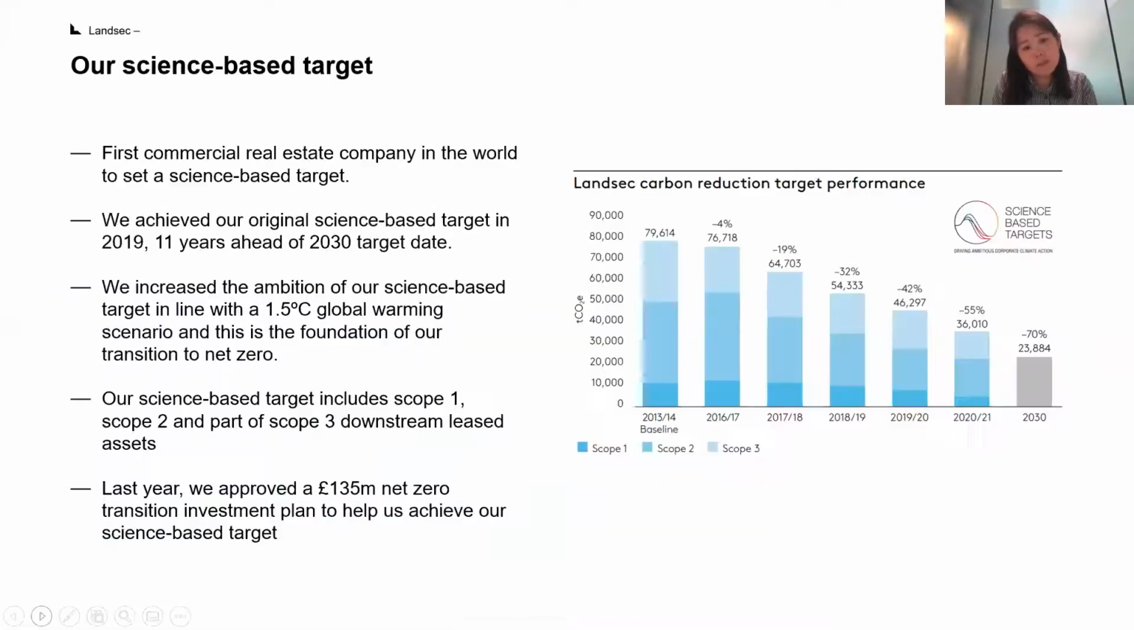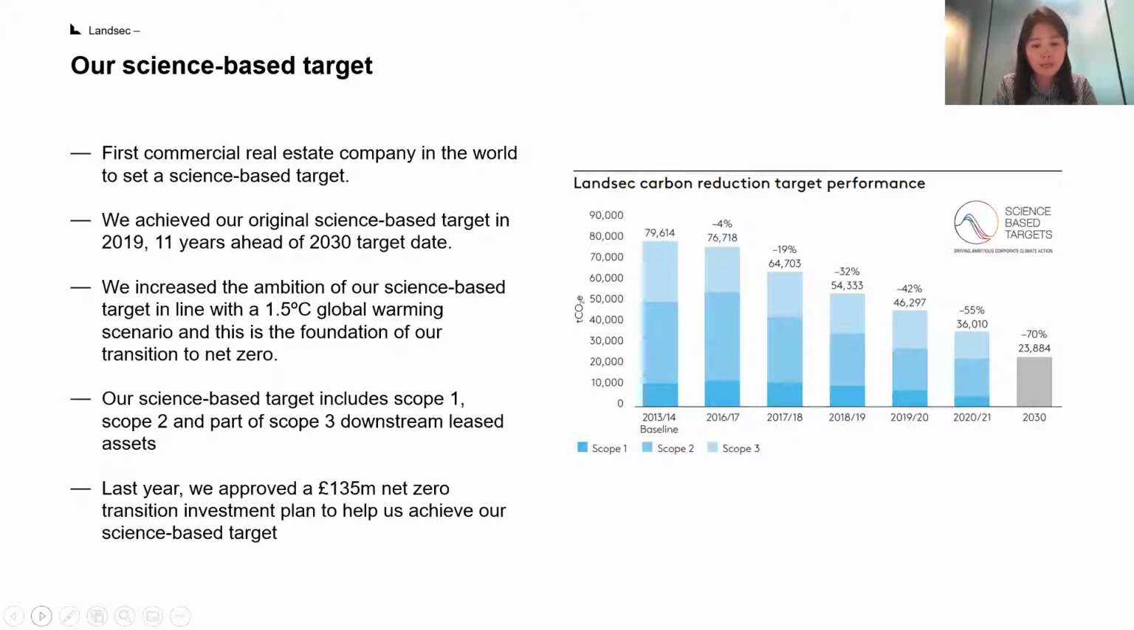As many other companies, we've been addressing climate change for a number of years, and we always try to take a leadership approach. In 2016, we were the first commercial real estate company in the world to set a science-based target, at that time aligned with a 2-degree scenario. We achieved that target in 2019, thanks to a series of energy efficiency measures, but also because the UK grid has significantly decarbonized, helping us achieve the target 11 years ahead of our 2030 target date. Then in 2019, we took that opportunity to increase the ambition level of our science-based target in line with a 1.5-degree scenario. This is now the foundation of our transition to net zero.